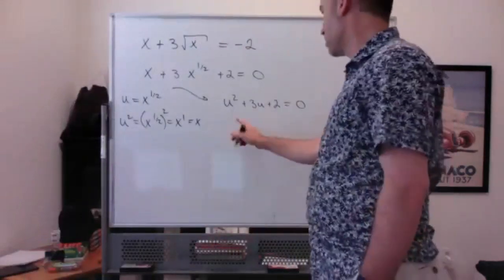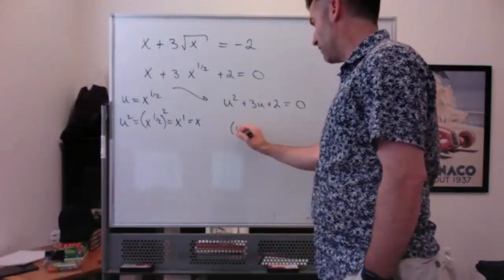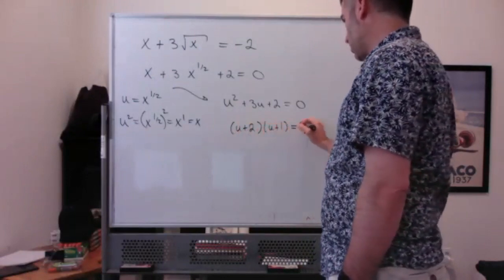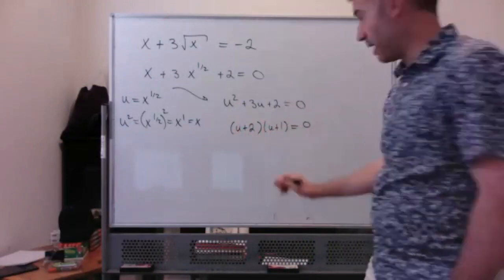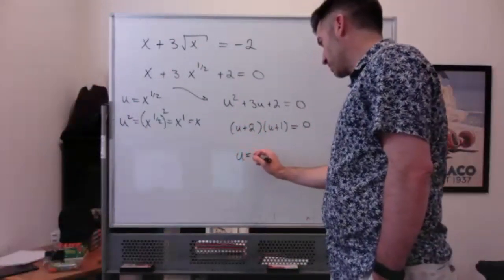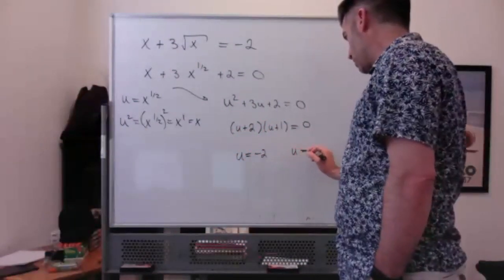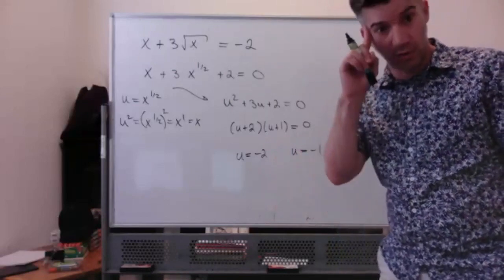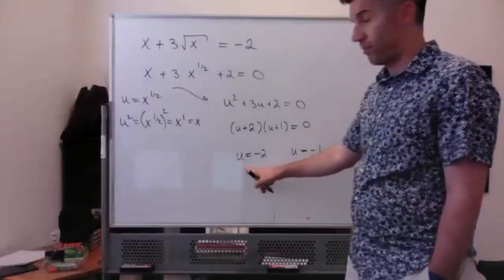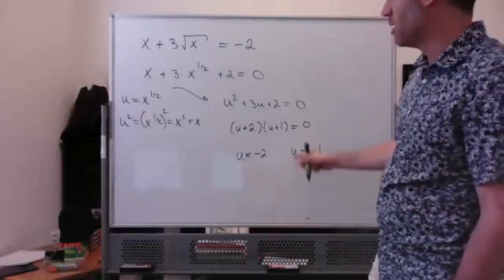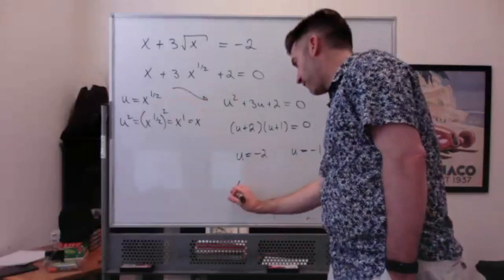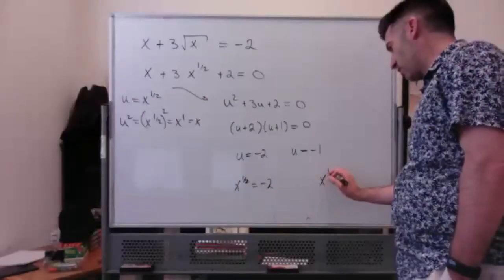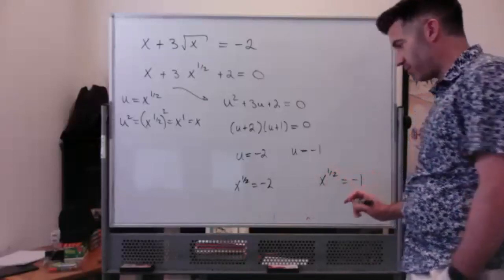So then factoring this, it factors as u plus 2 times u plus 1 equal to 0. And so now we're going to get u equal to -2 and u equal to -1. And now here's where we need to kind of really be observant. If I go ahead and try and solve for x, I'm going to have x to the 1/2 equal to -2, and x to the 1/2 equal to -1.